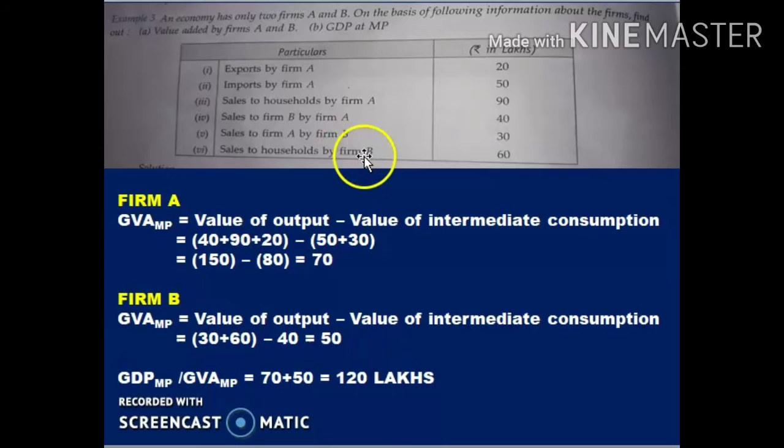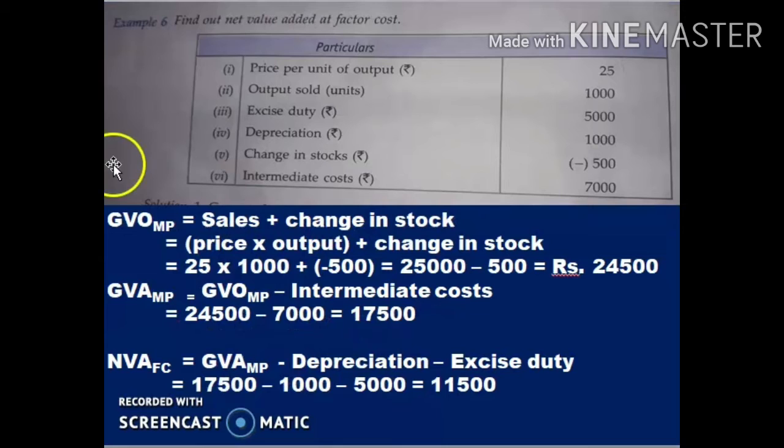To household it is selling, firm B is selling, so 60 will come here. So what is the answer? By adding these two you will be getting 90. 90 minus 40 is equal to 50. 50 is the answer. So by adding these two you will be getting GVA MP as total 120 lakhs. So we can go to the next question.